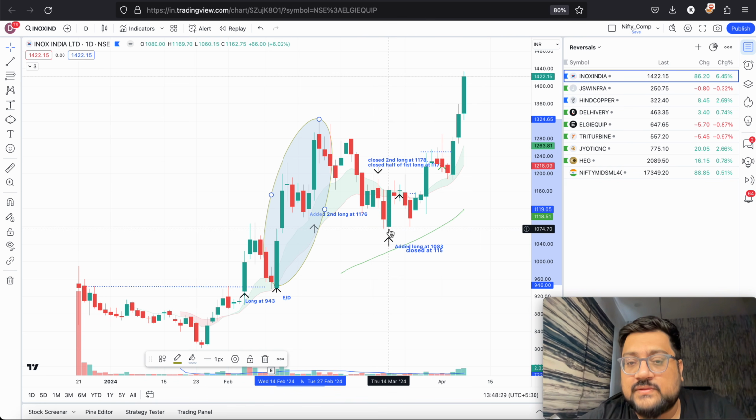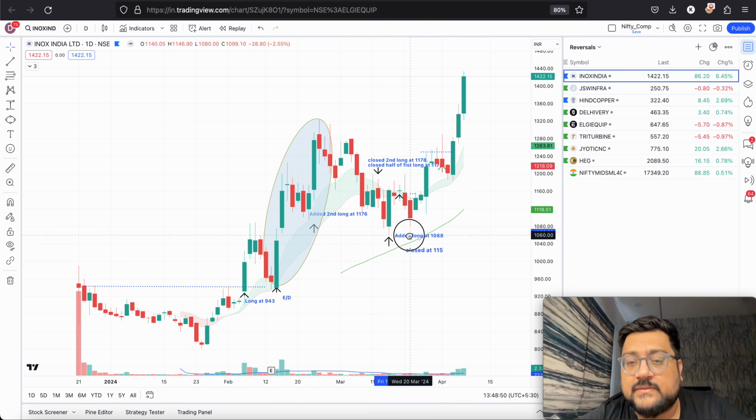So if someone was interested to buy it 2 weeks before, he must be interested to buy it again whenever this range is coming back, and whenever Inox India's price is coming into the same range from where the first set of urgency arrived. So this is where I started buying this guy. This was my selection criteria in Inox India.